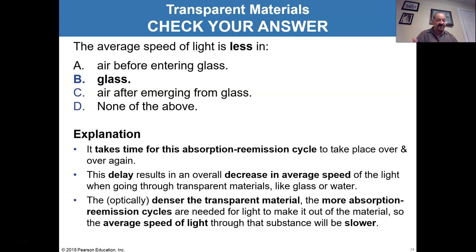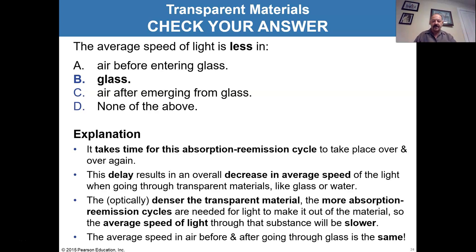So the more optically dense the material, the more of these cycles will occur. You have more particles to hit and come out of and hit and be reformed, et cetera, et cetera. So it'll just slow everything down. So the average speed in the air before and after, it's still air. It's going to be exactly the same speed in either case.